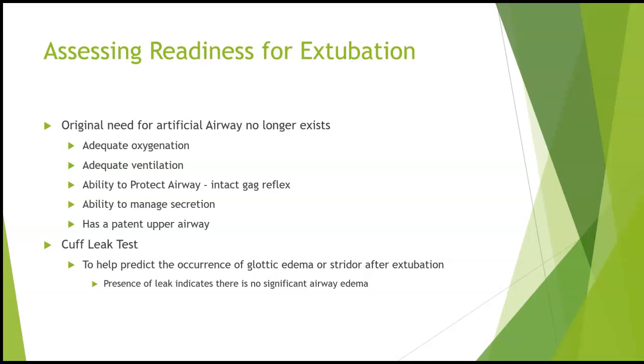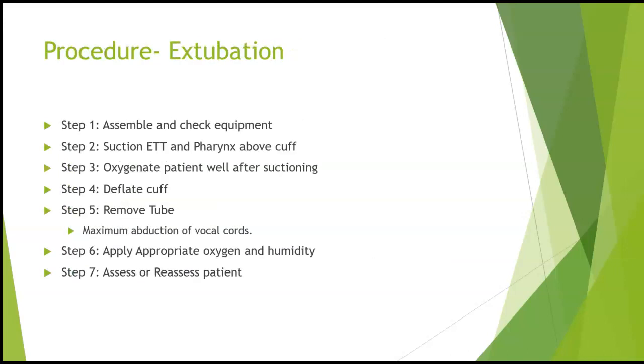If I hear airflow and I hear that leak, that's telling me that my airway is not too swollen. If I didn't hear any leak at all with the cuff deflated, that would mean that my airway is swollen around my endotracheal tube. And if I would take that airway out, that swelling could cause partial upper airway obstruction. So the presence of a leak on a cuff leak test is good. It indicates that there's no significant airway edema.